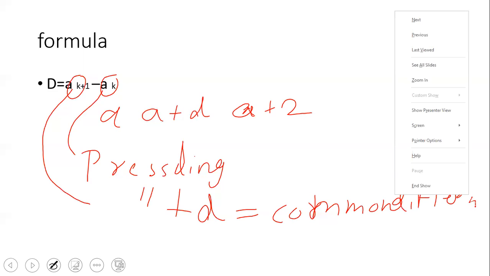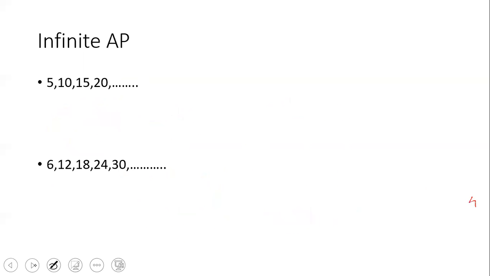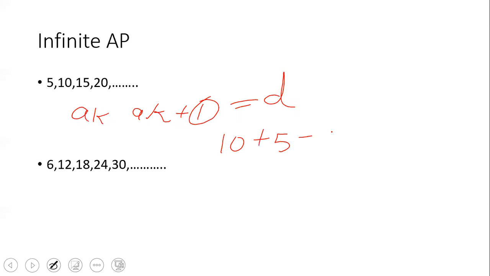To get this straight, let's go for an example. So here 10 is the preceding term, or AK. 15 is AK plus 1. D is 5, which means 10 plus 5 is 15.